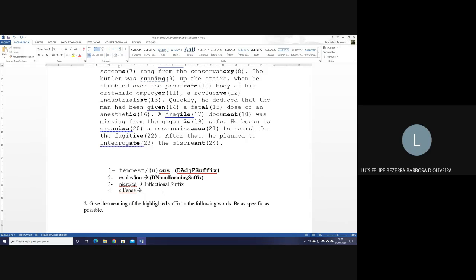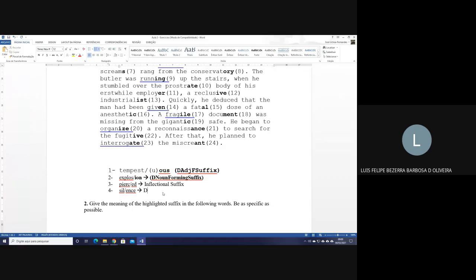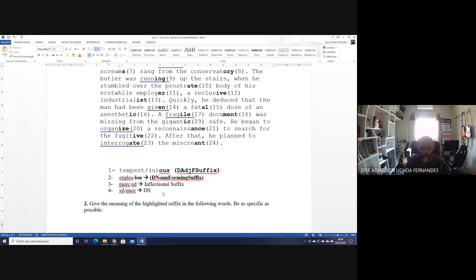It's derivational, right? What kind of derivational suffix? Noun forming. The derivational suffix. So let's abbreviate, let's make an acronym out of this: derivational noun forming suffix. Okay? Because it forms a noun.